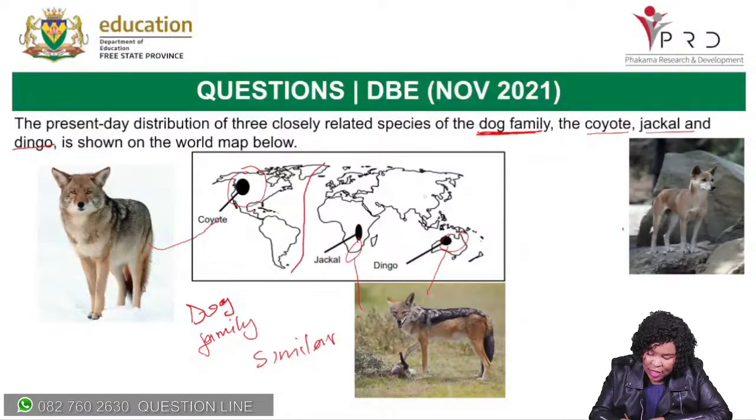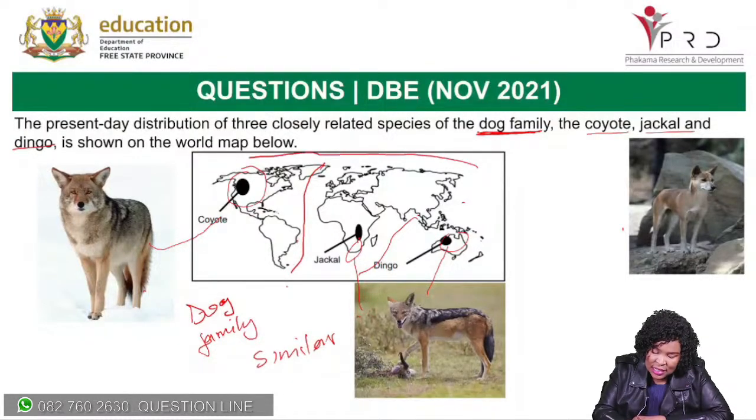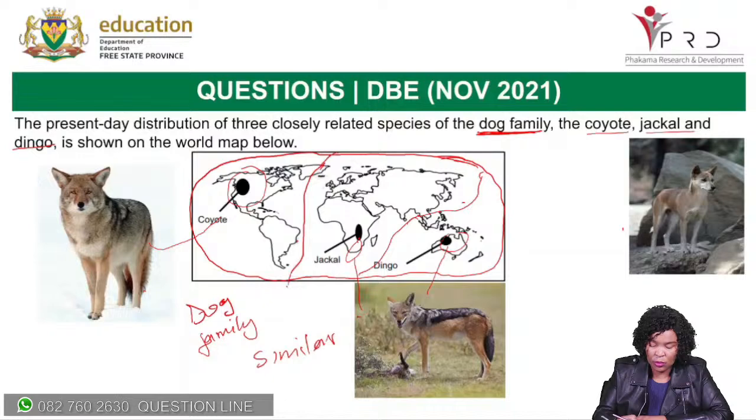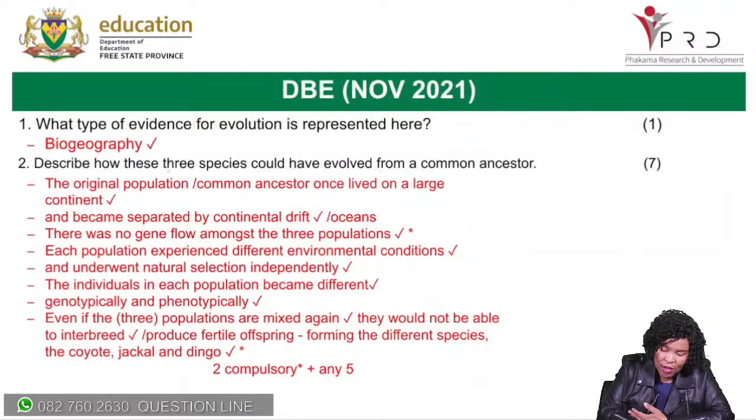Already you can see that the geographical barrier will be what? It will be an ocean because of continental drift. You can say continental drift also, because when you study continental drift, remember when we were doing biogeography, we said all this was one big supercontinent, but then it was separated during continental drift by what? By the ocean or by water. Then you must be able to explain there. Then what type of evidence is shown there? It is biogeography, and then describe how these species could have evolved from a common ancestor.